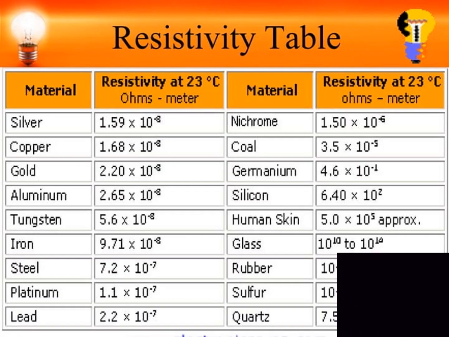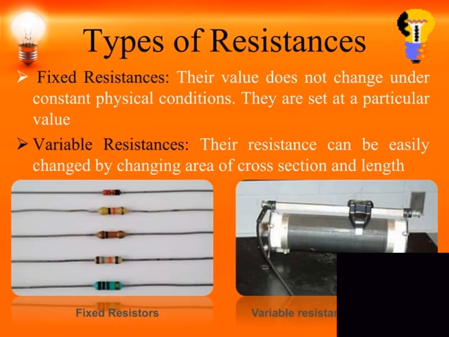Specific resistance. Types of resistance. We have fixed resistance and variable resistance. We have seen all these. So in many different places we use fixed resistance. Their value does not change under constant physical conditions. They are set for a particular value, and only under those conditions is the resistance used. And variable resistance changes depending on its cross section. But these are fixed. We can't expand it or shrink it. Okay.